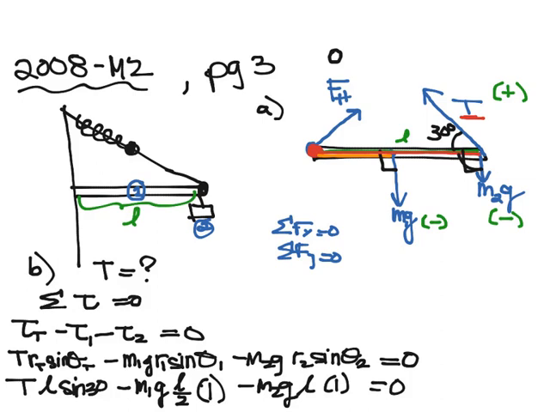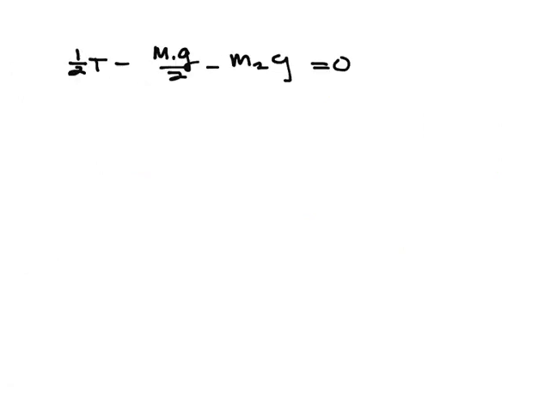Okay, and I notice that every single one of my terms has an L in it, so I can cancel out my L's. And I also know that sine 30 is equal to 1/2. I'm going to rewrite this equation on the next page, but I'm going to keep in mind that I got rid of my L's and that sine 30 is 1/2. Okay, so this is my simplified equation.